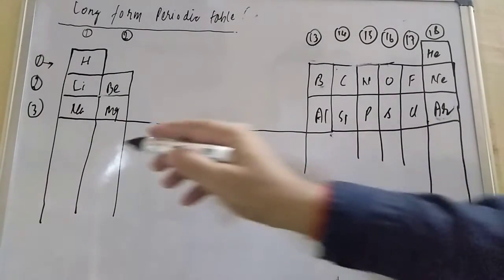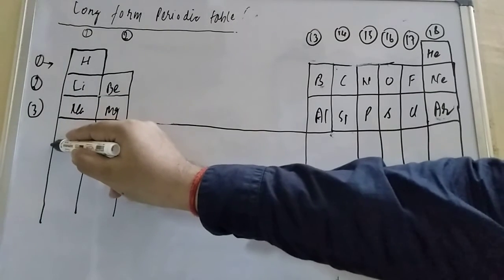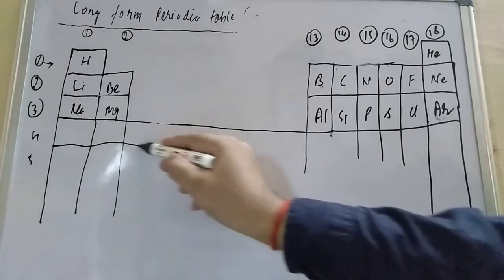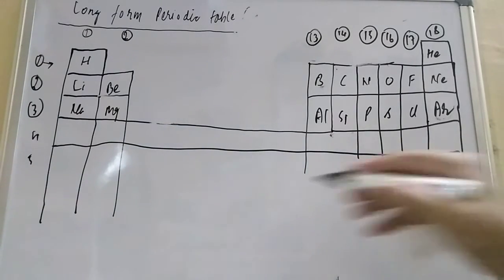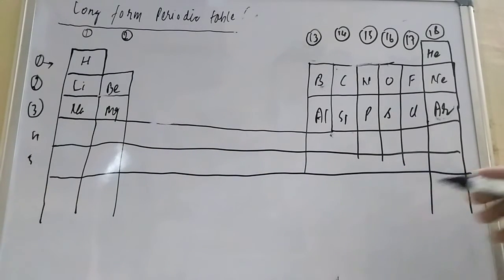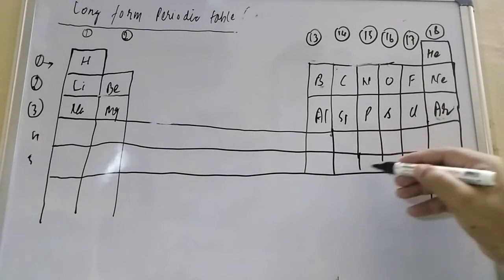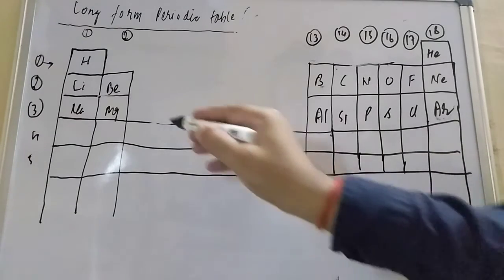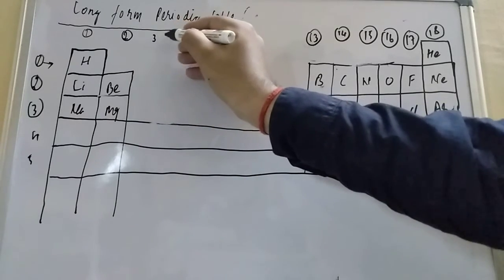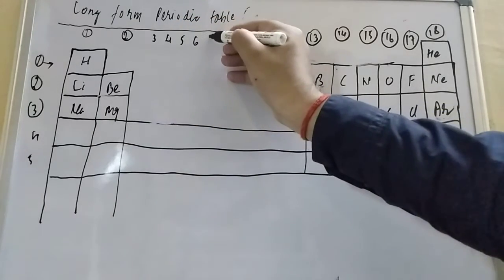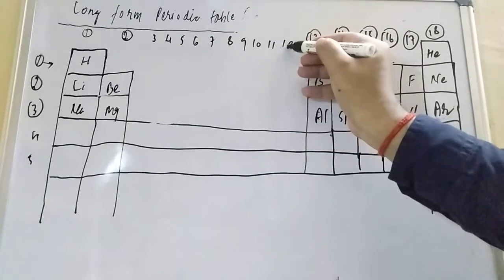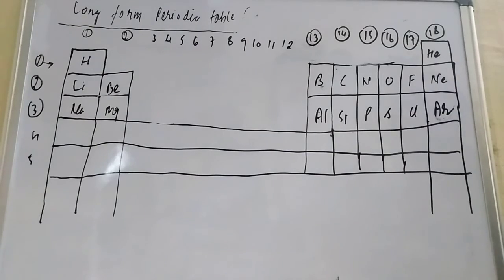Now, students, if you talk about period number 4 and 5, I told you they have 18 elements each. So how can we represent 18 elements? There will be 10 groups here. So here is 3, 4, 5, 6, 7, 8, 9, 10, this is 11 and this is 12. So we will mention 12 groups here.